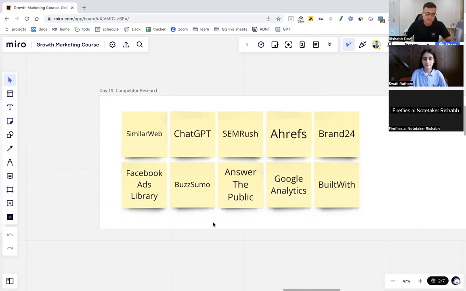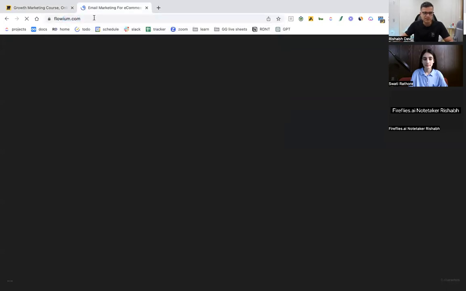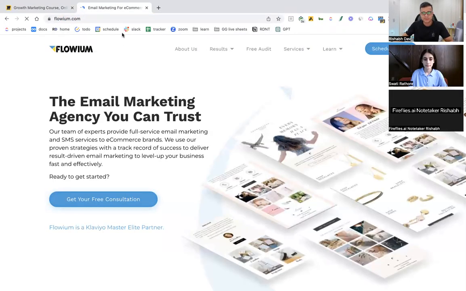So just to get everyone on the same page, Mapplinks is an e-commerce marketing agency. And one of our competitors that I've been researching recently is Froyum. Basically, they do the same thing that Mapplinks does. The email marketing agency you can trust, full service email marketing and SMS services to e-commerce brands.